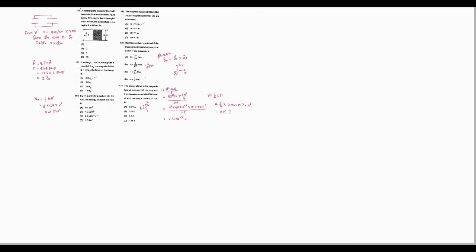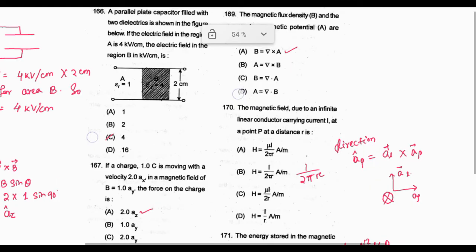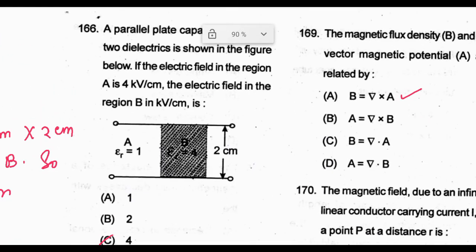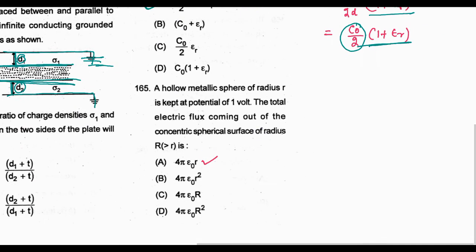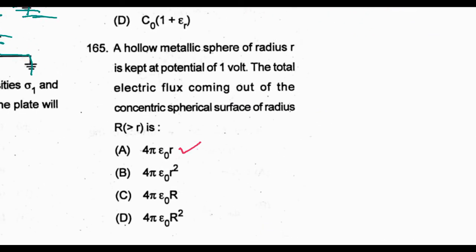Next question is question number 165. A hollow metallic sphere of radius r is kept at a potential of 1 volt. The total electric flux coming out of the concentric sphere surface of radius capital R, greater than small r, is, directly, the formula is 4 pi epsilon small r, that is the radius of that small sphere.